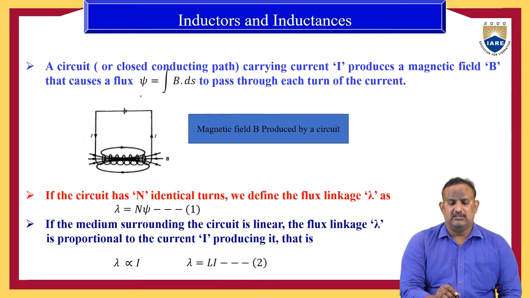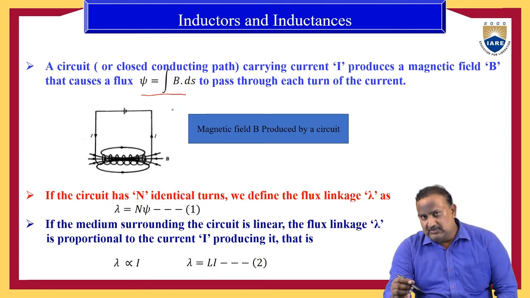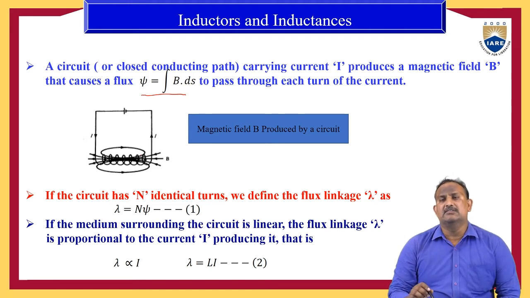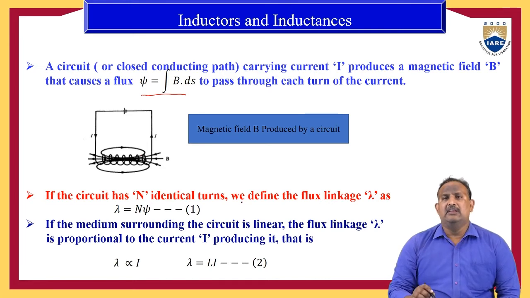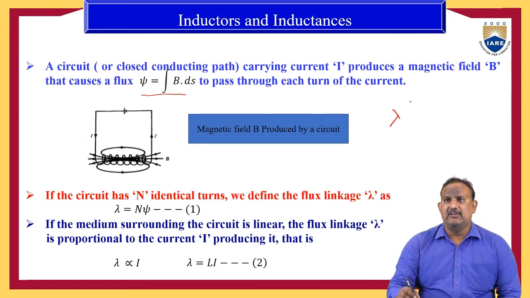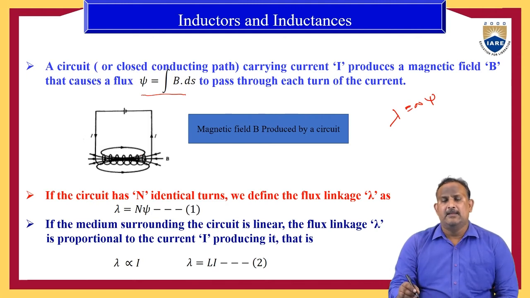Let us assume the flux induced by the magnetic field is psi equal to the integral of B dot ds. And assume that the circuit has N identical turns. If the circuit has N identical turns, then the flux linkage, let us call it lambda, is equal to the number of turns N times the flux psi.